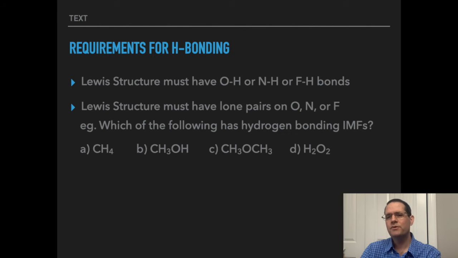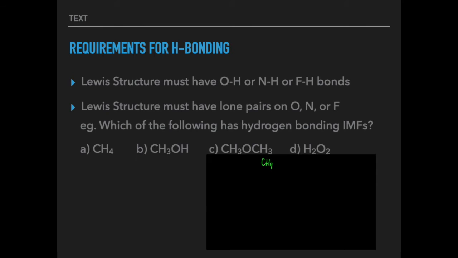Let me take you through some practice problems now. Okay, so let's draw some Lewis structures for methane. Methane is CH4, so we've got carbon with 4 valence electrons, hydrogen with 1 valence electron, and this molecule obviously has no oxygen atoms, so it's going to be no hydrogen bonding.